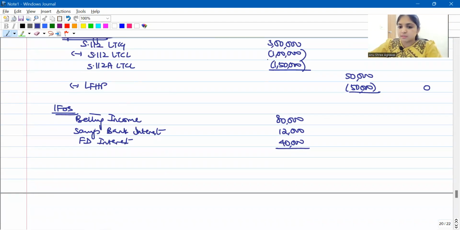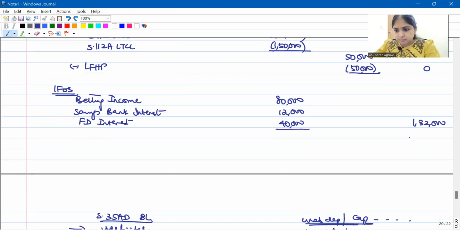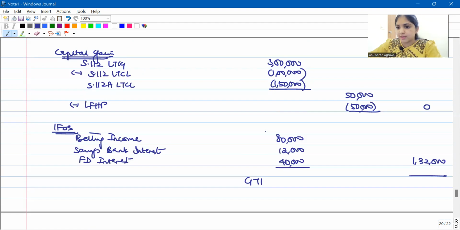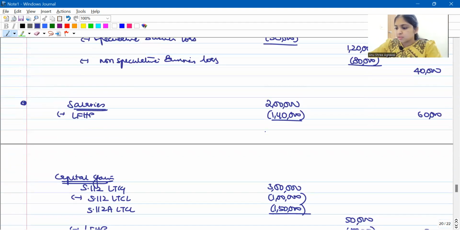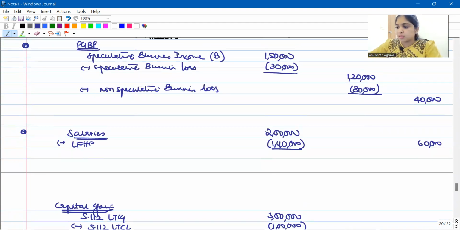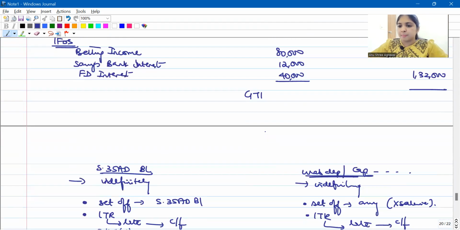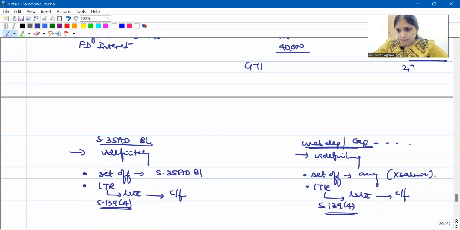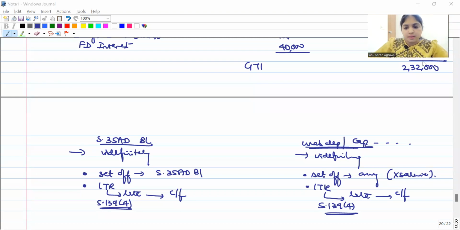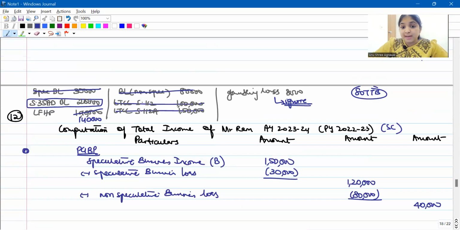And IFOS of 1,32,000. Totally, this gives me gross total income of how much? What is my gross total income? 1,32,000 plus 60,000 salaries plus 40,000 PGBP. Do you get 2,32,000, everybody? Yes.